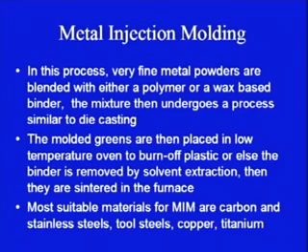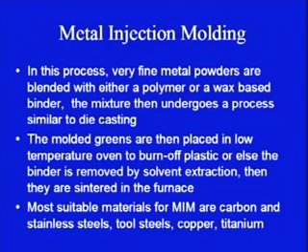The molded greens are then placed in a low temperature oven. So, the molded greens are the green compacts that we get after the process of injection. The green compacts that we get, those are called the molded greens, are then placed in a low temperature oven to burn off plastic, or else the binder is removed by solvent extraction.